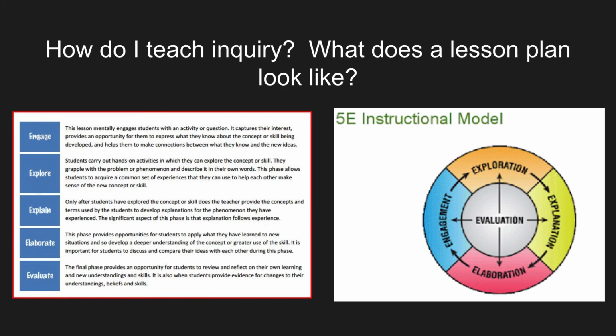Then we get to the explain. And this is where there's a good, robust discussion between the students and the teachers. So this is where we looked at the data across the board and asked questions. They were really curious, as I mentioned, about, okay, so what food source matches what beak type? That's where they would engage in the elaborate.